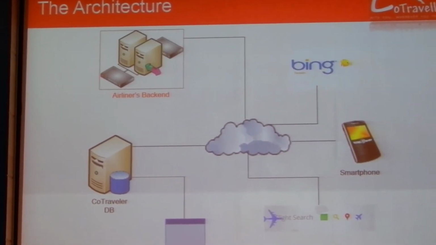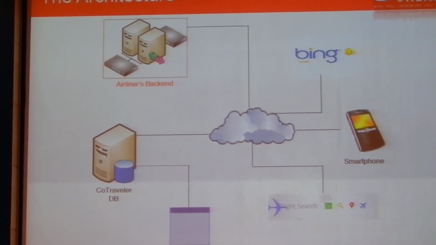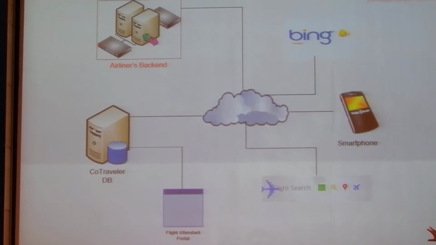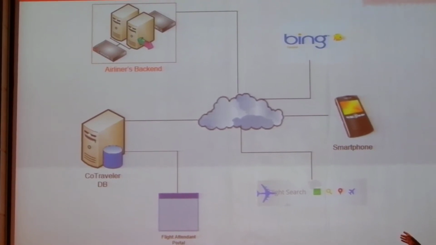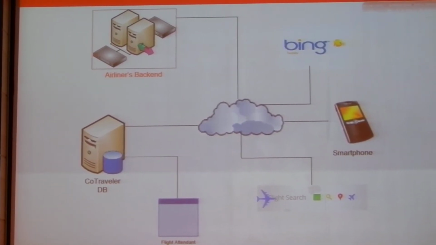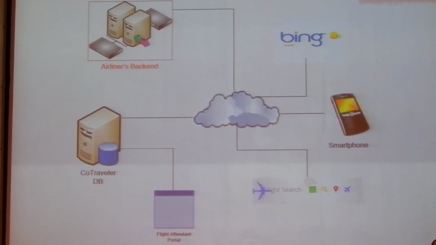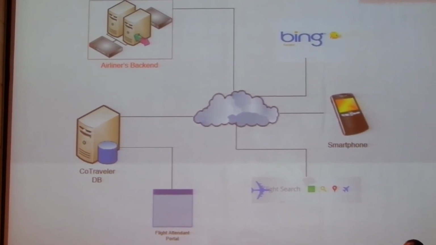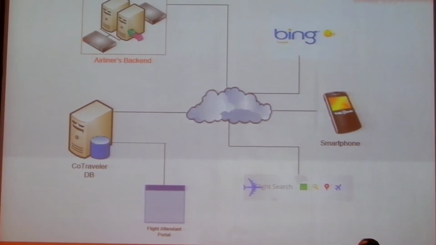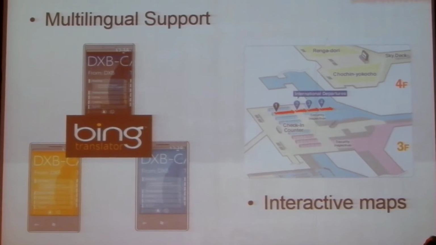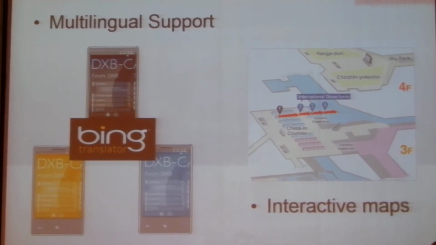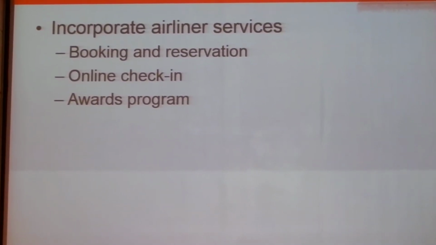We, of course, are planning to enrich this, and we have plans for a beta version and so on. Let's have a quick glance at the architecture. We have the smartphone. It will be connected to the airline's backend, of course, to get the flight information. And we have our CoTravelers database that will have all the information about airports and cities and so on. And as counters and gates are configurable, we have a flight attendant portal. This is our portal, so that for each flight we can configure these. We plan to provide multilingual support and, of course, interactive maps instead of textual steps. We have other enhancements. Let's proceed.